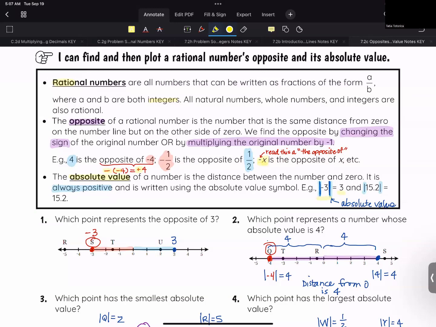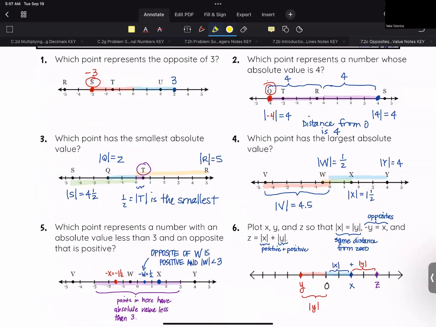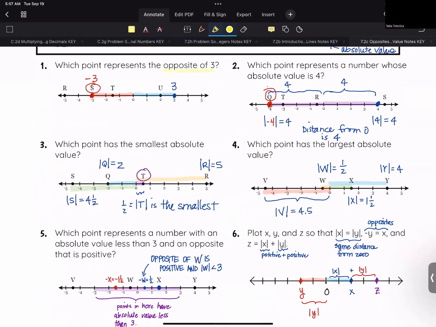Once we understand the vocabulary, we are ready to apply it in the settings of problems. Our first one, number 1, says which point represents the opposite of 3. So we're going to find 3 on the number line, which we can see right here, and then we take its opposite, which will flip us all the way across 0 to the other side here, and we can see that S is the number that is the opposite of 3.